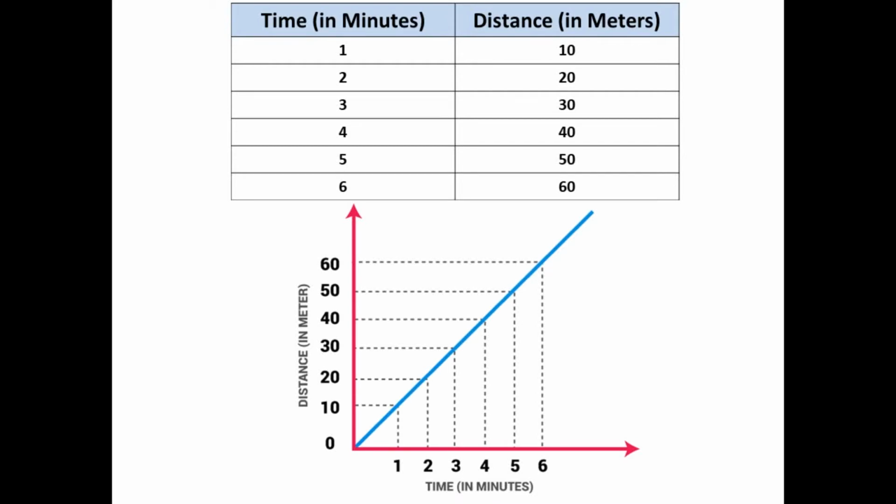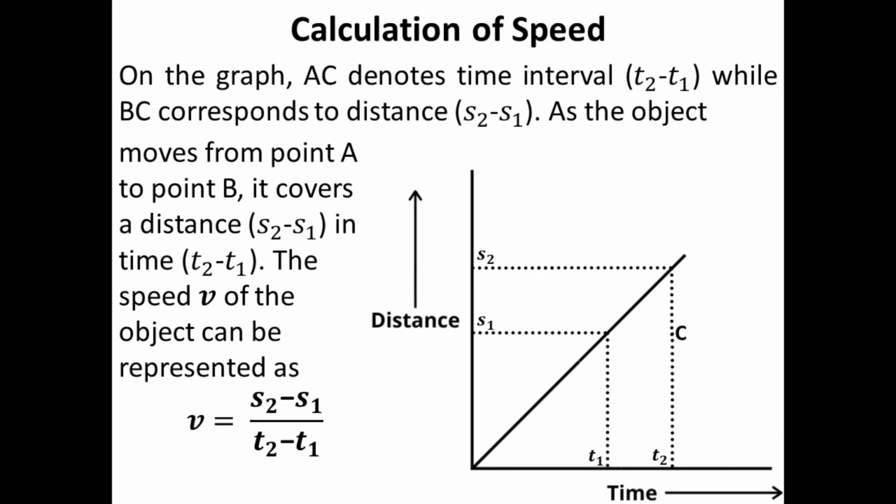The distance time graph for such a motion is like this. This distance time graph can help us to calculate the speed of the object. Next is the calculation of speed of an object using its distance time graph. Consider a small part A, B in the graph.